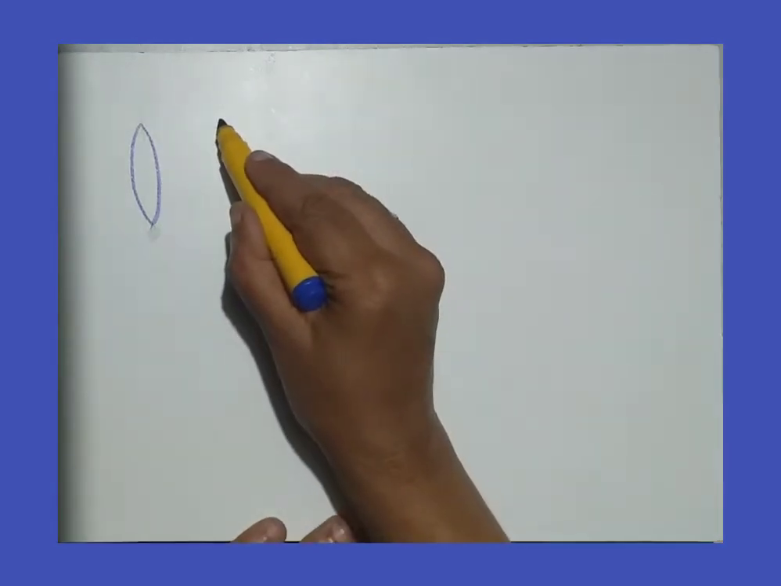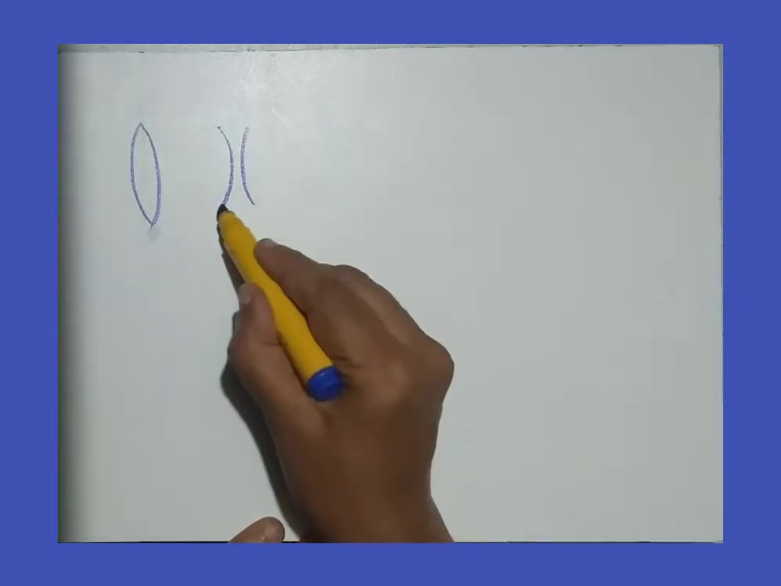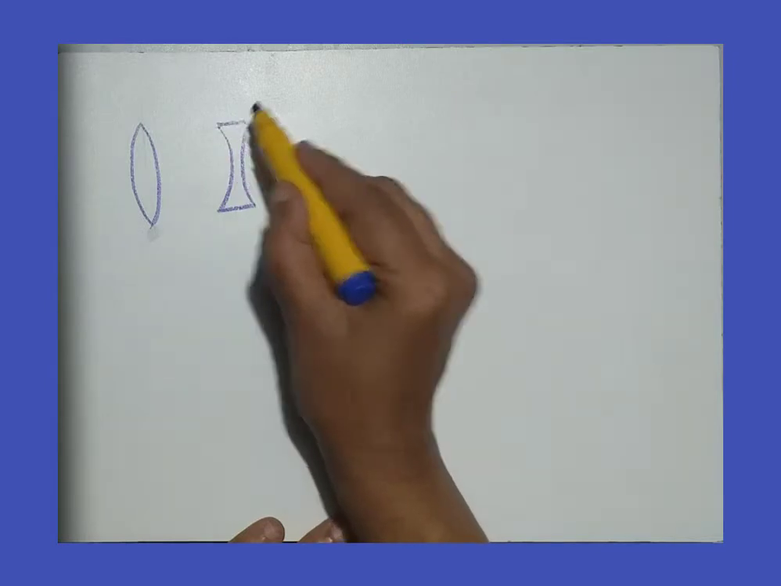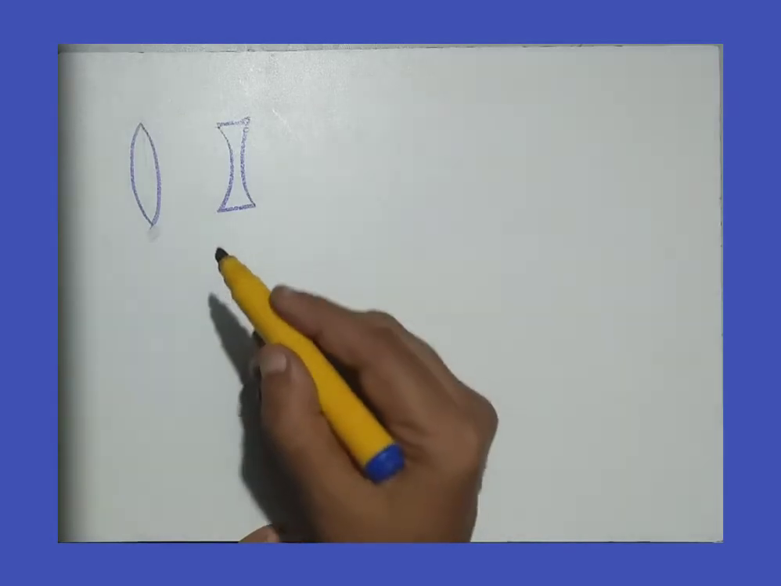And I write this second shape. Just observe. This is the second shape. Can you tell me what it is? It is the concave lens or biconcave lens.